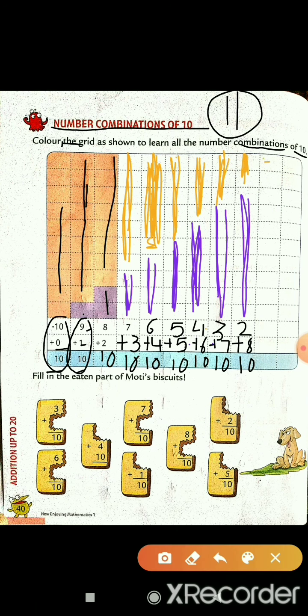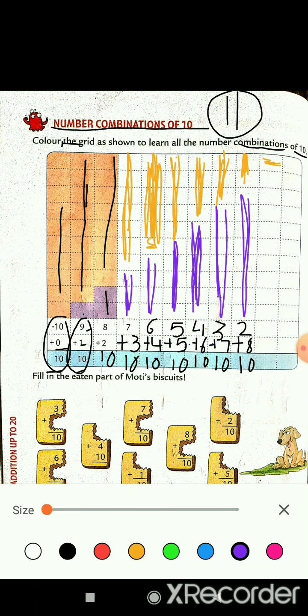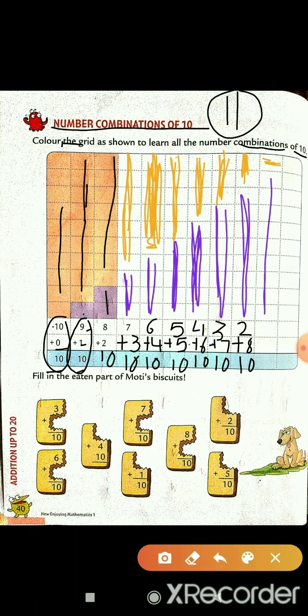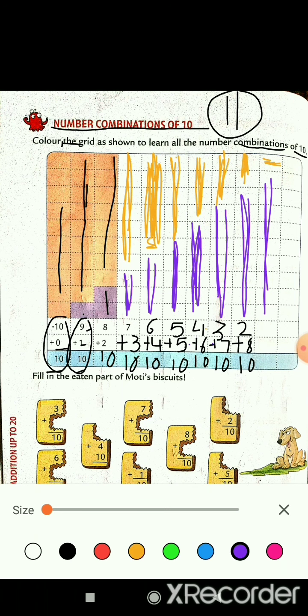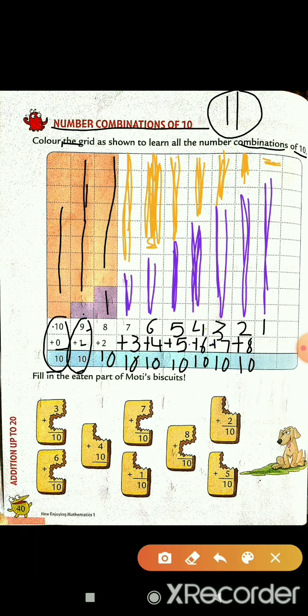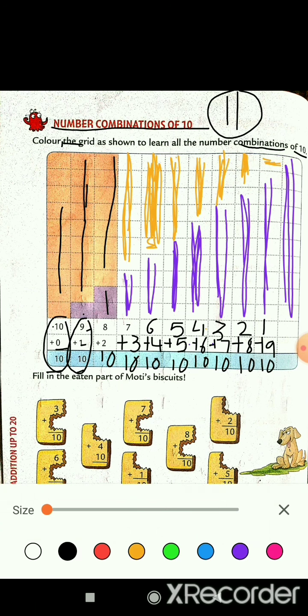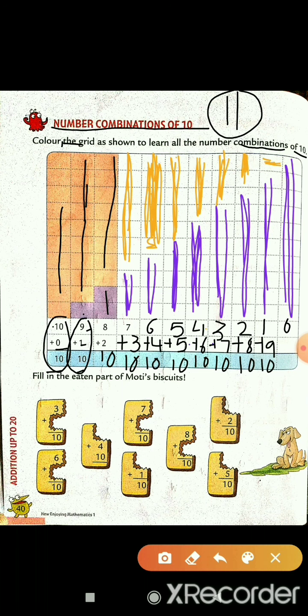Moving further, 1 box with orange and 9 boxes with purple. So you will write here 1 plus 9 is equals to 10. Got it, students? Next, no orange color. You will color all the boxes with purple. Got it, students? And you will write here 0 plus 10 is equals to 10.